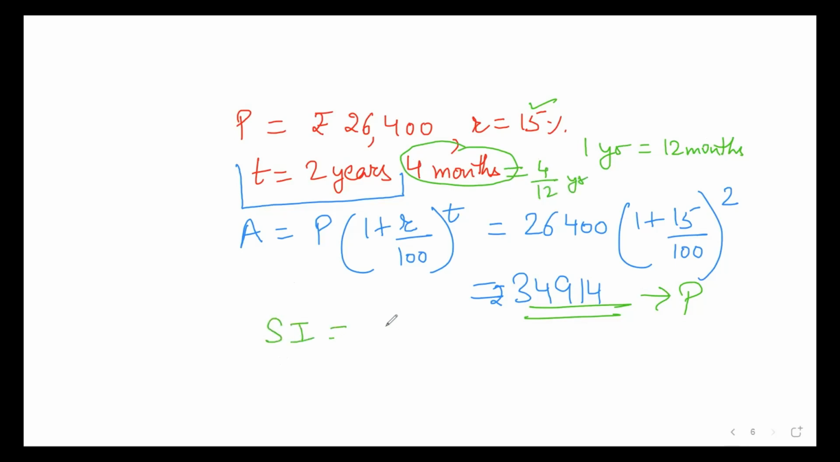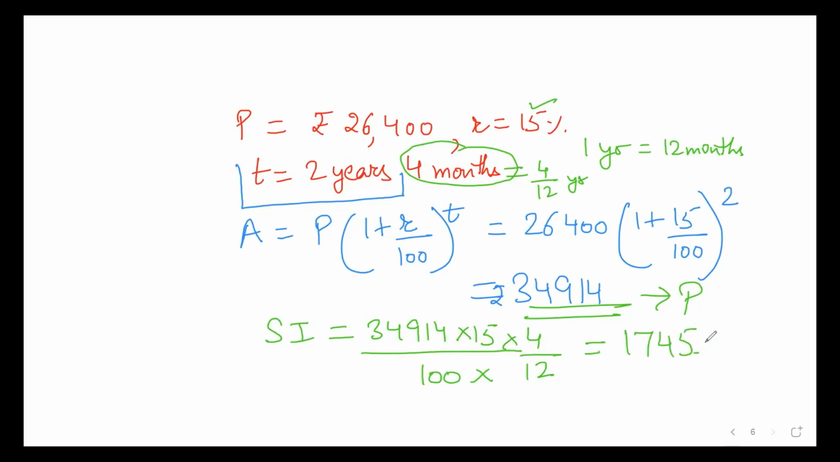So let's apply simple interest. So principal multiply by rate multiply by time upon 100. That would mean multiplication form. So when you solve this part, you will get the answer of interest, that is SI, as 1745.7. So this interest you will get.